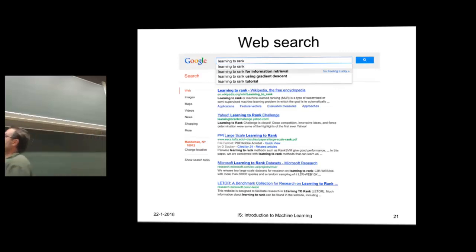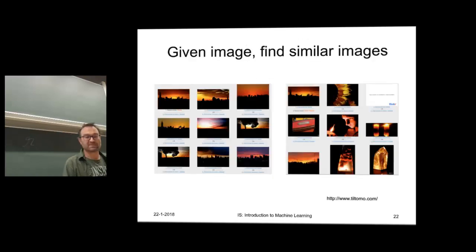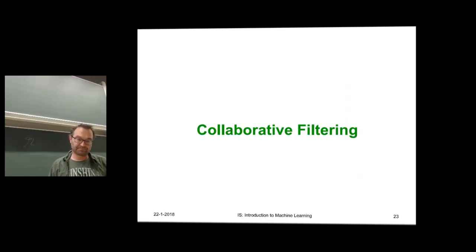But from the task perspective, this is simply a different task of machine learning. Similarly, you have a certain picture and you want something that's similar. So a notion of similarity is typically something that is useful for ranking.